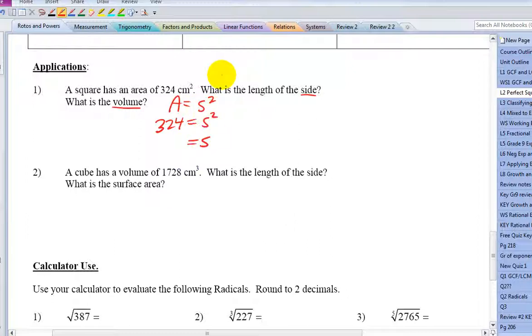What's the opposite of squaring? Square rooting. So you did a lot of this with Pythagoras. You'll have s equals square root 324. Please do that on your calculator right now. Have you ever used a calculator and tried this?